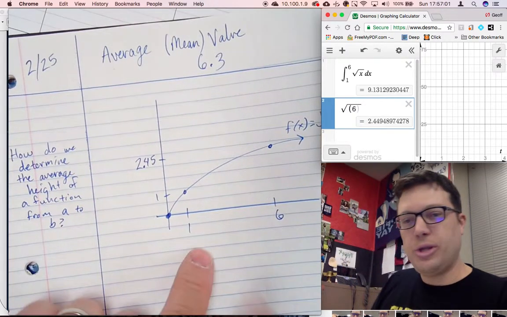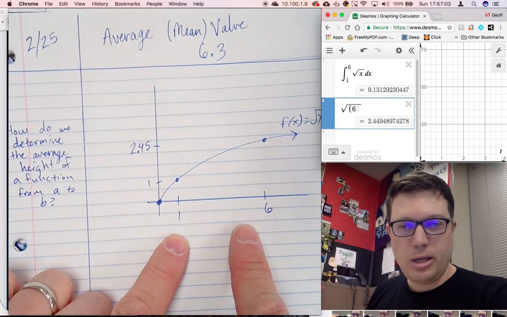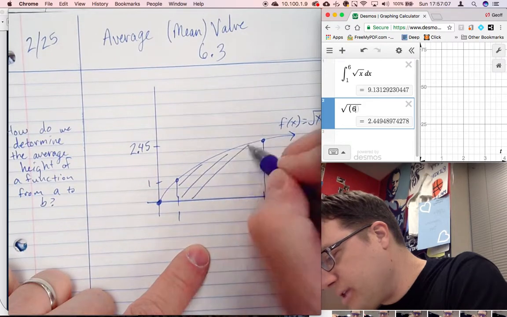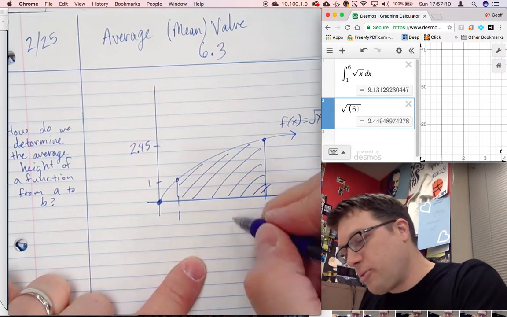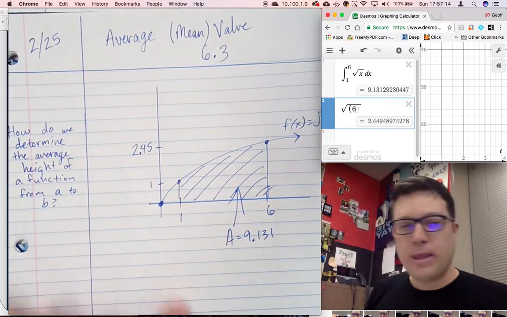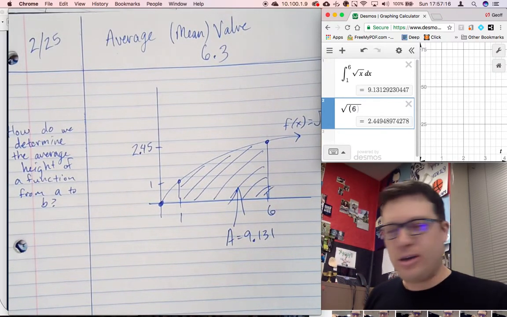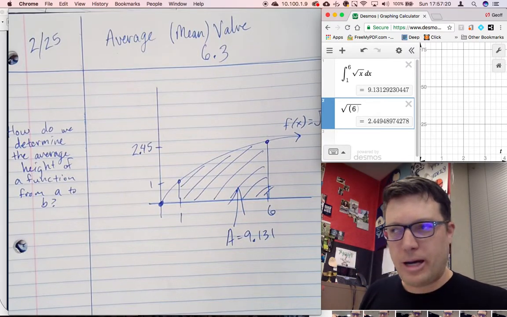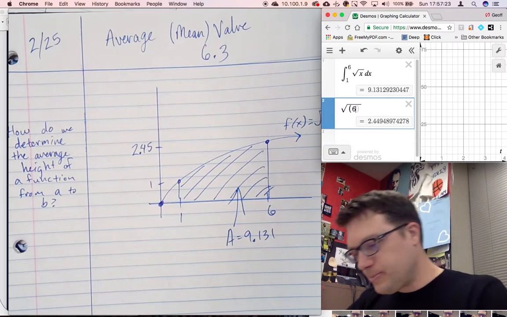Okay, so in this case, A is 1, B is 6, and if we look at the area under the curve, so that's all of this area shaded in, it's approximately an area of 9.131. We're really just going to take that value and we're going to multiply it by, well, this fraction.